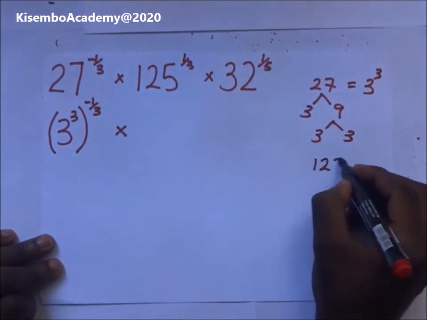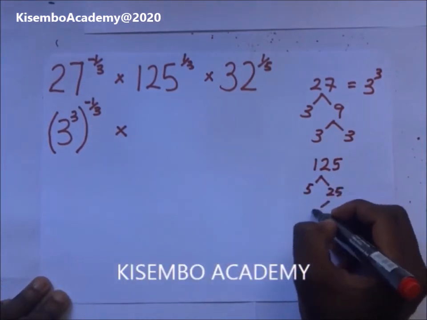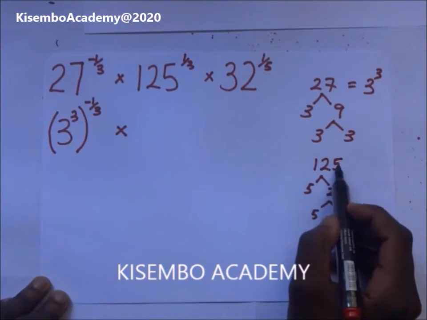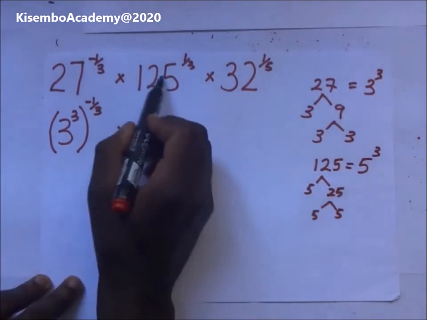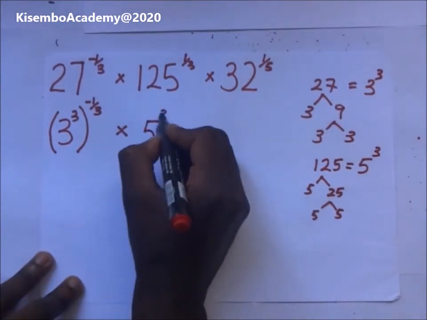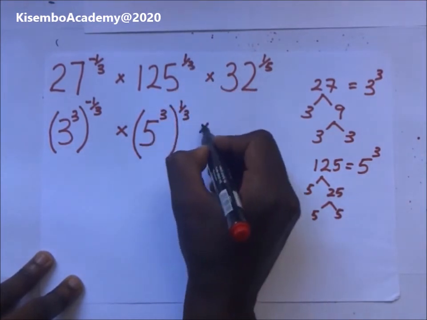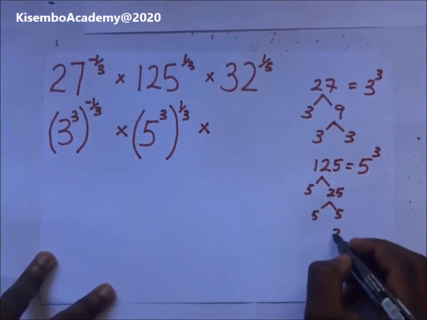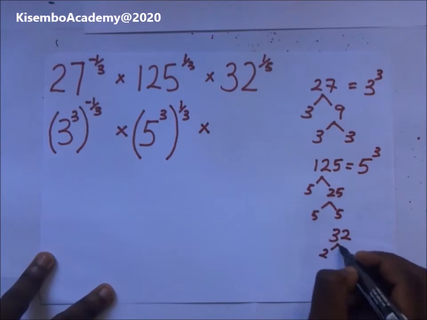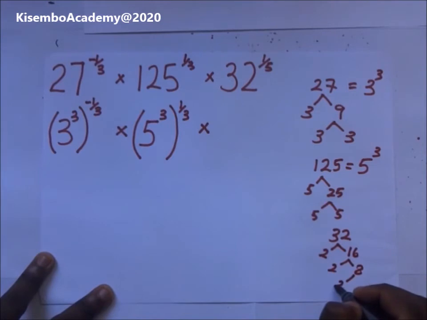Now if you factorize 125, you know that divided by 5 you have 25. Divided by 5 it's 5. So it means 125 is the same as 5 to the power 3. So this 125 is replaced by 5 to the power 3, and all this is to the power third. Multiply that by 32. So likewise we factorize 32. If you look at 32 divided by 2, it will give you 16. Divided by 2 will give you 8. Divide by 2 will give you 4. Divided by 2 it will give you 2.